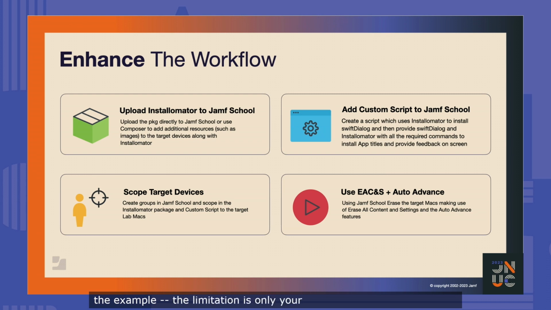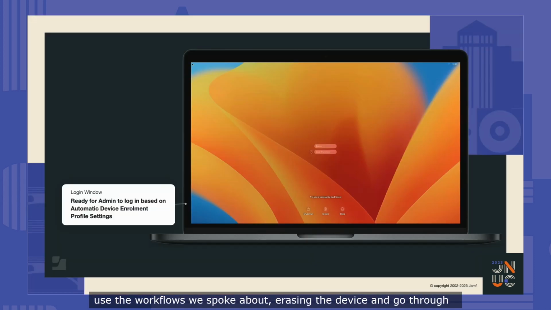Once I've got those two pieces in place, I just need to scope these two resources to the Macs in my lab that I want to deploy, along with any config profiles and Mac Store apps that you would normally want to install. Don't forget to scope those as well. That's really important at this point. Then once you've got all that ready, you simply use those two workflows we've already spoken about. So we erase the device, we go through Auto Advance, and this whole process kicks off.